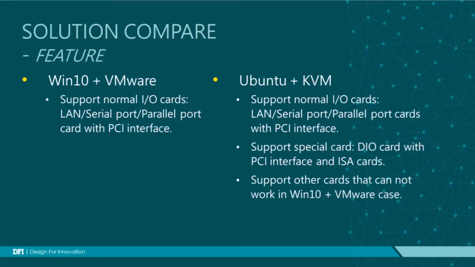This page is about the features of these two configurations. Config 1, Win 10 with VMware, mainly supports normal I/O function cards, like LAN card, serial port card, parallel port card in PCI interface. Config 2, Ubuntu with KVM, except normal I/O function cards, can support special legacy cards, such as DIO cards in PCI interface, and other ISA cards. Moreover, it supports other cards which cannot work in config 1.